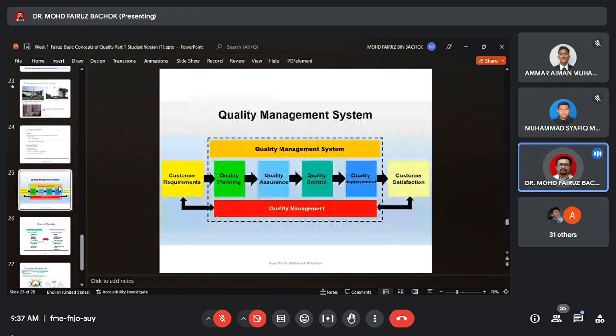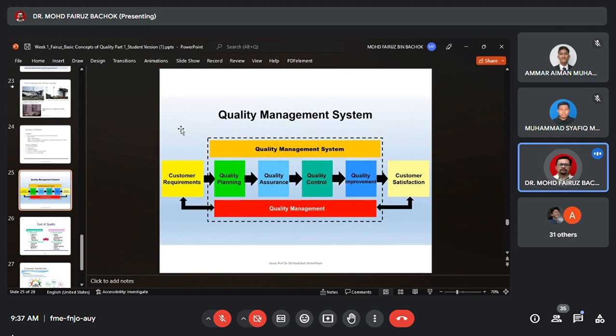Okay, if you want to come up with a quality product or quality service, this is how you have to follow, step by step, in this quality management system. First step, you should know the customer requirement: what they need, what their expectation is. Then after you collect the feedback on the customer requirement, you start to plan a product or service based on it.